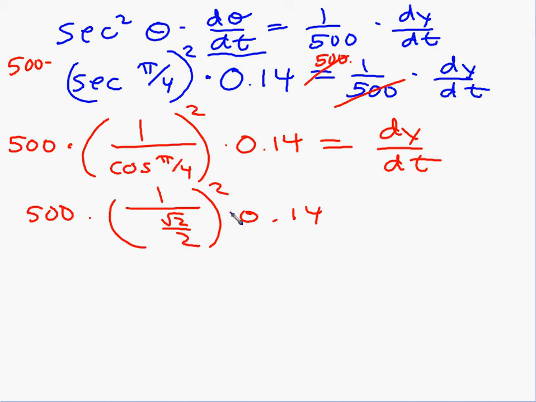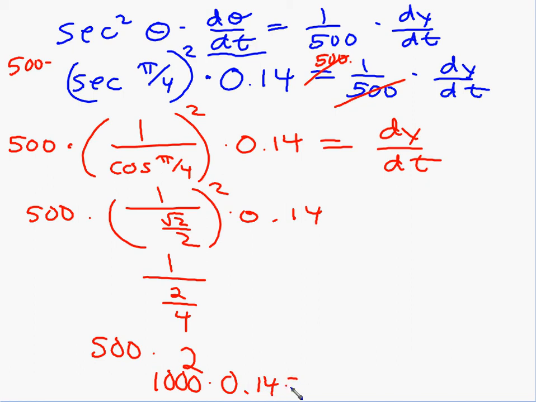But however you finish this problem, if I were to square this, I would have 1 over 2/4, which is the same thing as, when I multiply by the reciprocal, 2. So that's times 500. So that's 1,000 times 0.14, and I get 140. Now, again, I know you may have used a calculator a little bit there. That's okay. That's just the way I went through it. 140 feet per minute is dy dt.